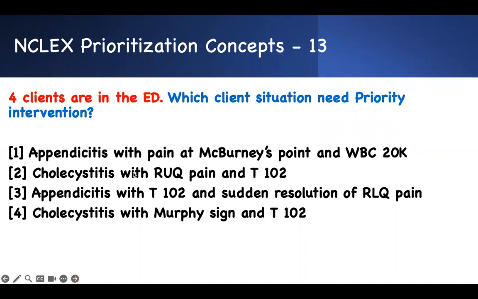4 clients are in the emergency room. Which client situation needs a priority intervention? Same thing, divided. I'm trying to get you to understand how they can trap you. And there's a bunch of words you have to know. Some of them are distractors.